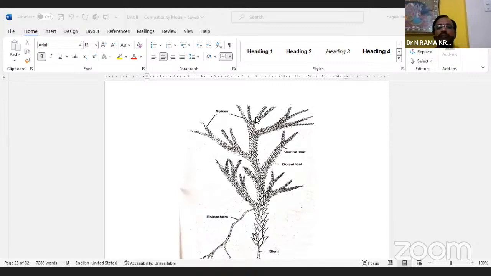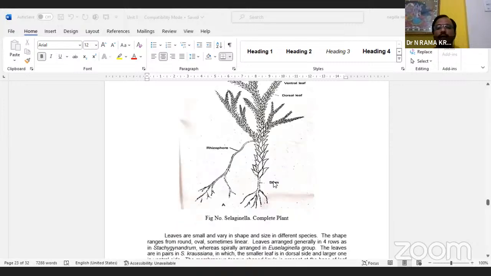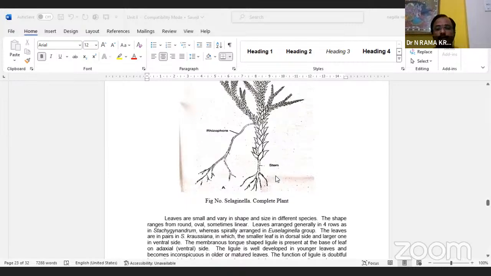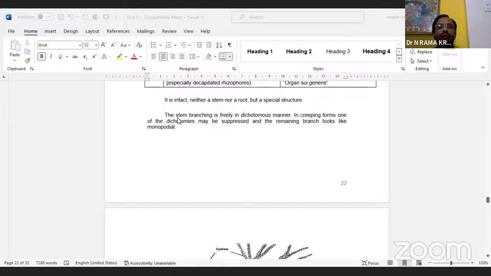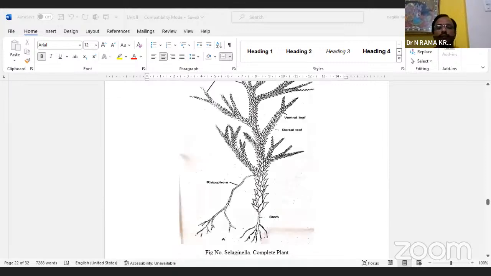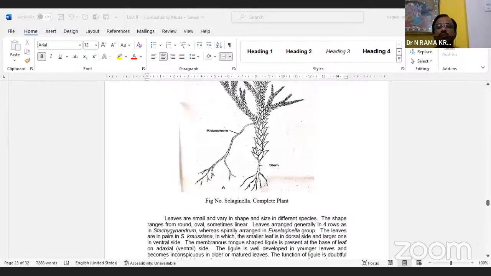And at the tip of the branches we are looking at the spikes, meaning the cone-like structures. The entire structure we call the sporophytic plant body. Yes, so now you see here, these are all the external features of the plant body, the sporophytic plant body. Here the root system is there, stem and leaves are there.